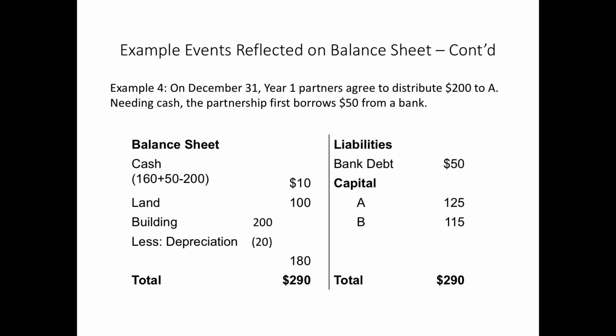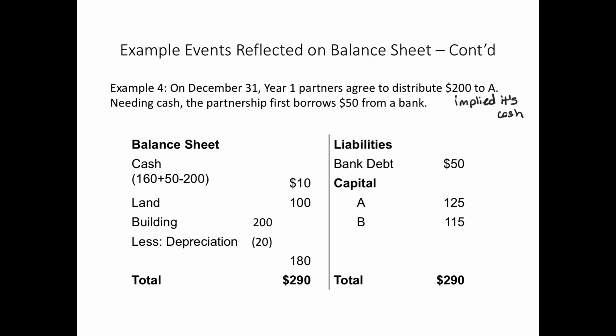All right, example 4. On December 31st, year 1, so we had all those transactions during the year, and now we're getting to the end of the year. December 31st, year 1, the partners agree to distribute $200 to A. That's $200 cash. Again, it's implied, right? It's implicit. If you're not told that it's an other asset, it's implied that it's cash. So $200 of cash to A.